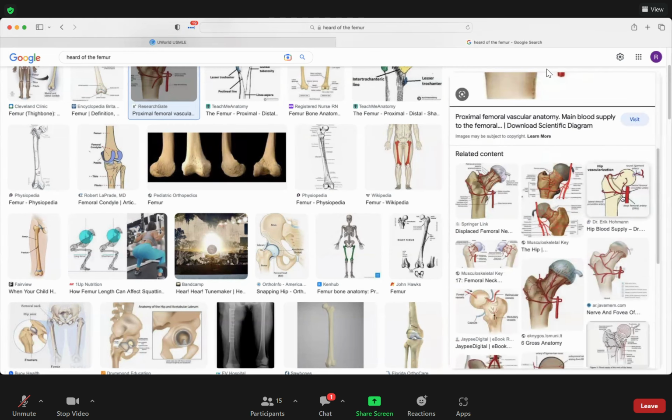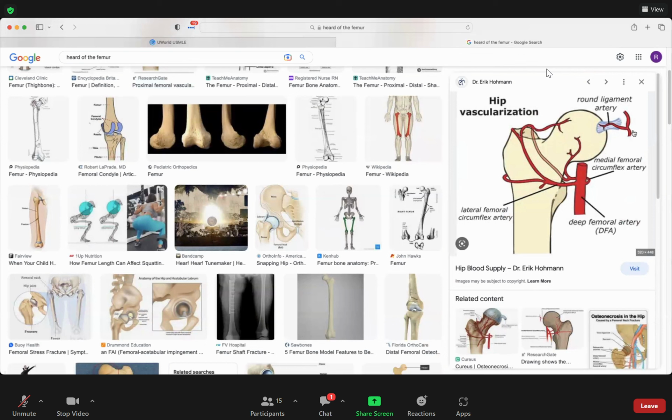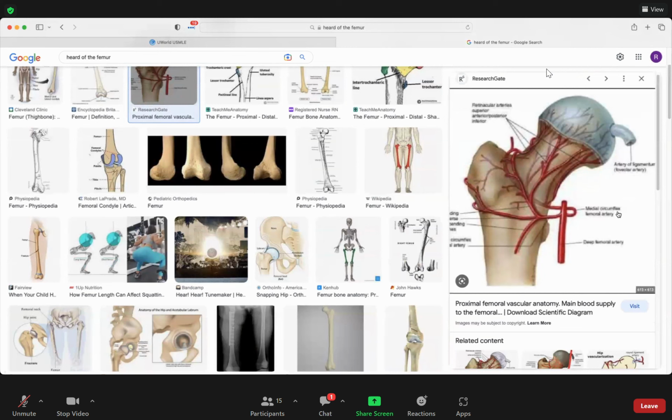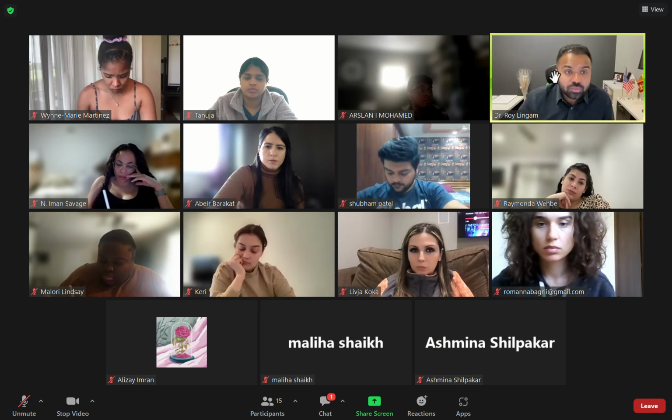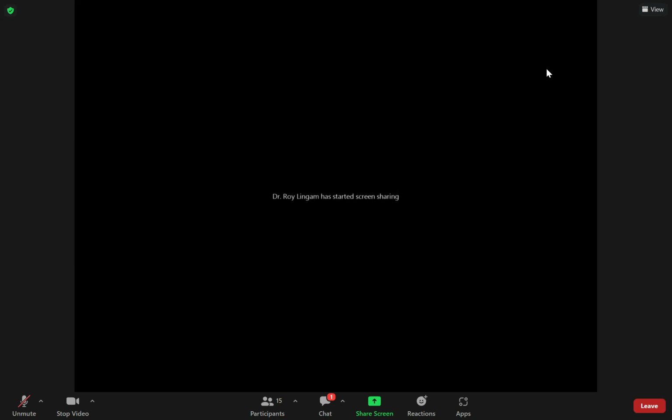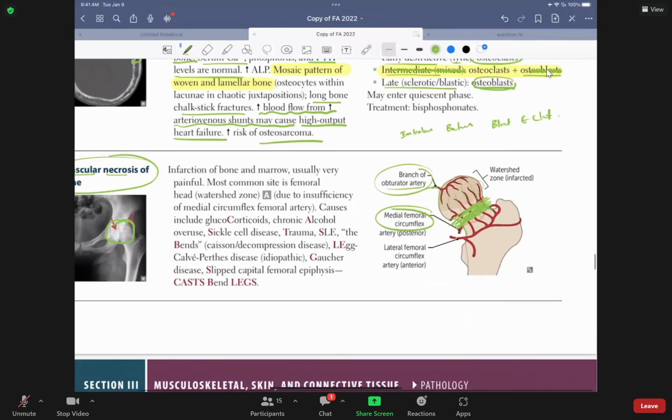Okay. Now let's see here. That's our schematic diagram. That's a ligament that comes and goes to the head. Okay, clear, folks. Very tiny in the practical picture, it's barely visible. So now you know the medial circumflex is the one that gives the majority of the blood. Not lateral, it's medial. Okay.